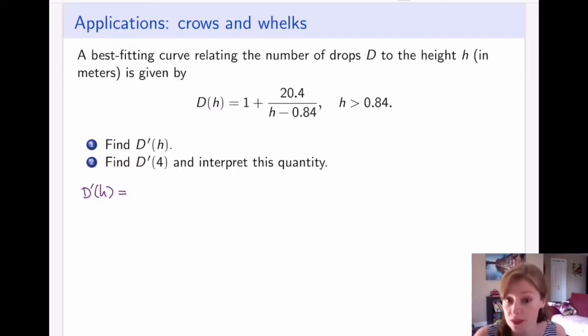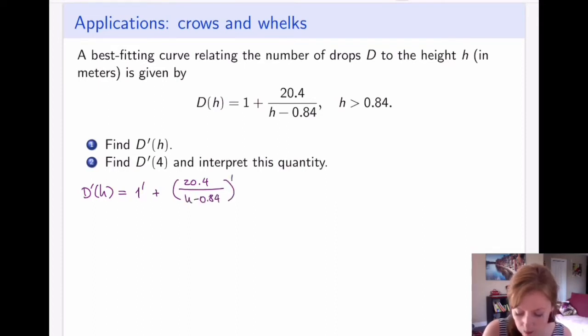So we can apply the sum rule and take a derivative of each piece separately. Now, the first piece is easy to take a derivative of, but the second piece, of course, is a quotient. So we will have to apply our newly discovered quotient rule. First of all, I can say that I'm taking the derivative of 1 plus taking a derivative of 20.4 over h minus 0.84.